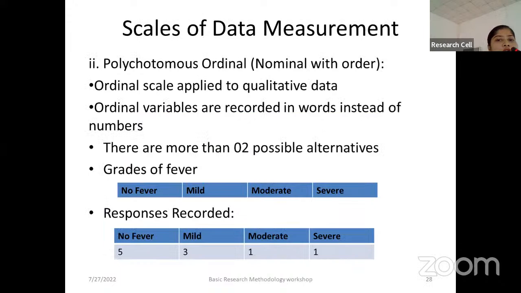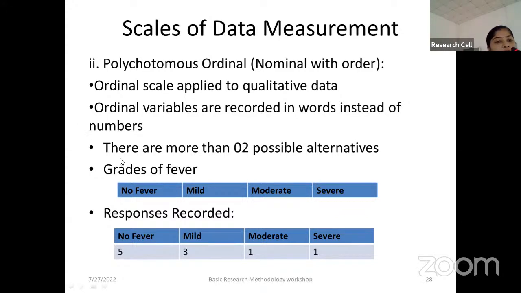Next is polychotomous ordinal, also called nominal with order. Your ordinal scale is applied to qualitative data. Okay, ordinal variables are recorded in words instead of numbers. The earlier was, words are symbolized as numbers. Here, instead of numbers, characteristics are there to which words are formed. Okay, we are giving words.